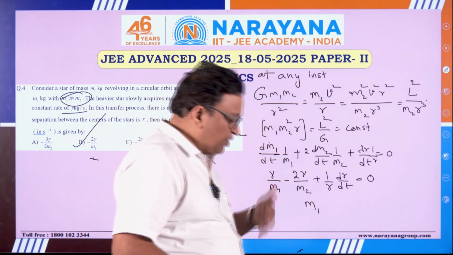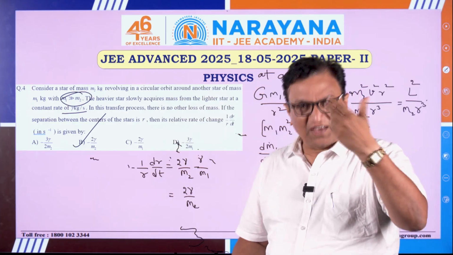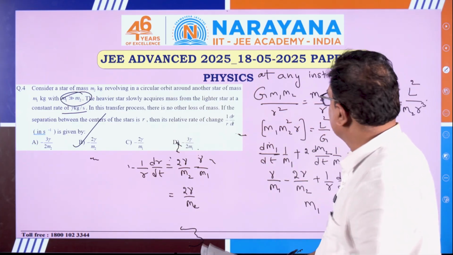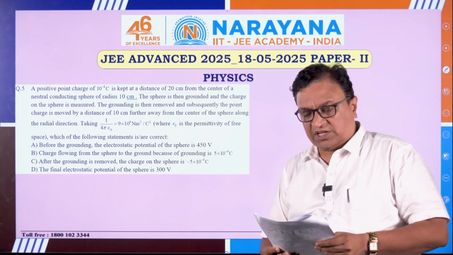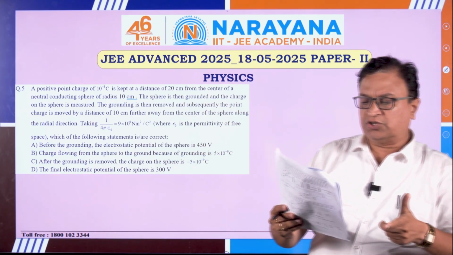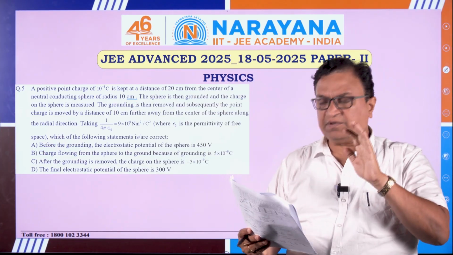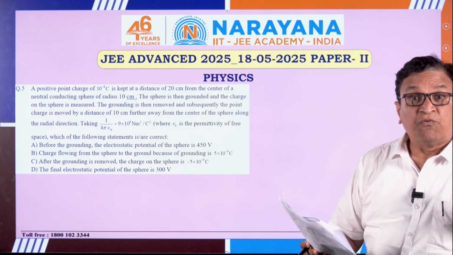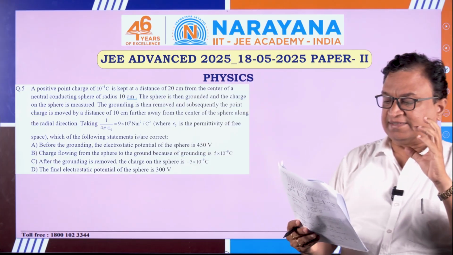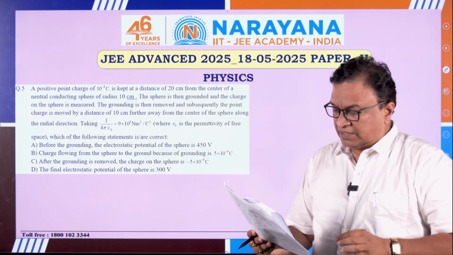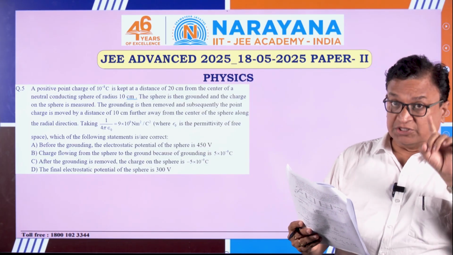Next. So here ends section 1 of the question paper. Now we are moving on to section 2, multi-correct answer type questions. Here you have the question, please. You have a positive charge whose magnitude is 10 to the power of minus 8 C, kept at a distance of 20 centimeters from the center of a neutral conducting sphere of radius 10 centimeters. The sphere is then grounded and the charge on the sphere is measured.